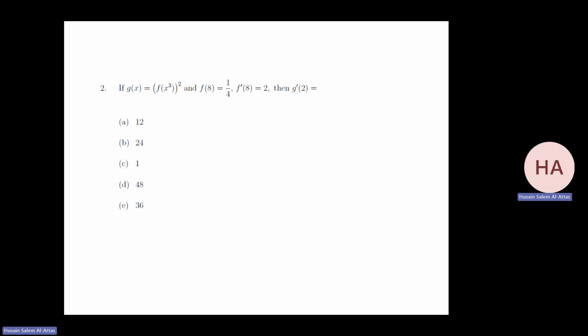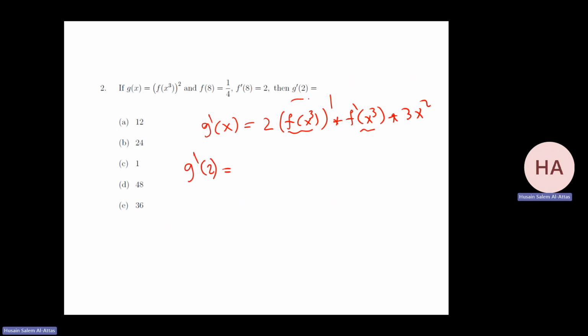G of x is f of x cubed all squared. So g prime at x will be 2 f at x cubed all to the power 1 times the derivative of this. F prime at x cubed times the derivative of this, 3x squared. We are done. Khalas. G prime at 2. This is what I want.